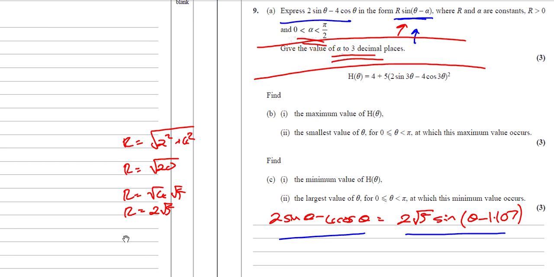So we've got h of theta equals 4 plus 5 lots of 2 sine 3 theta minus 4 cos 3 theta, squared. So let's rearrange that to what we know.